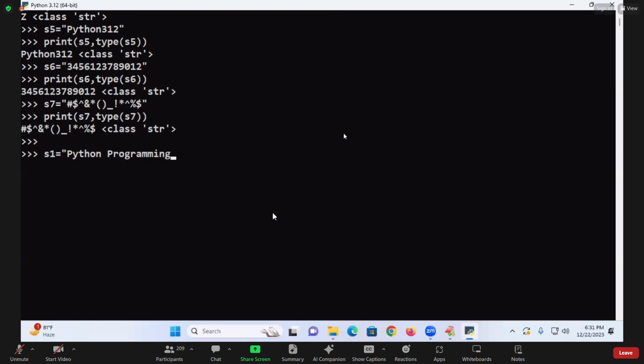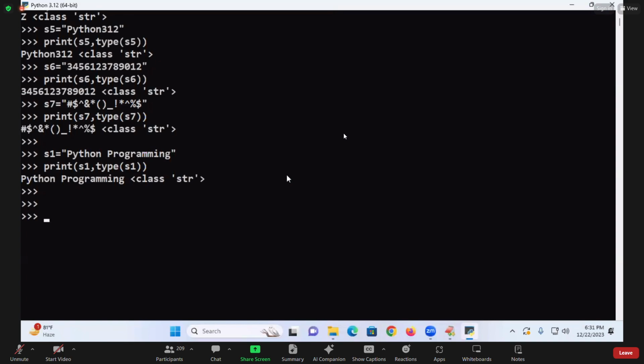Now students, last and final, S1 is equal to Python programming. Even you can write one sentence also and print S1 comma type of S1. It is also going to be called as what? STR. Well, now students, I'm going to enter into the further.